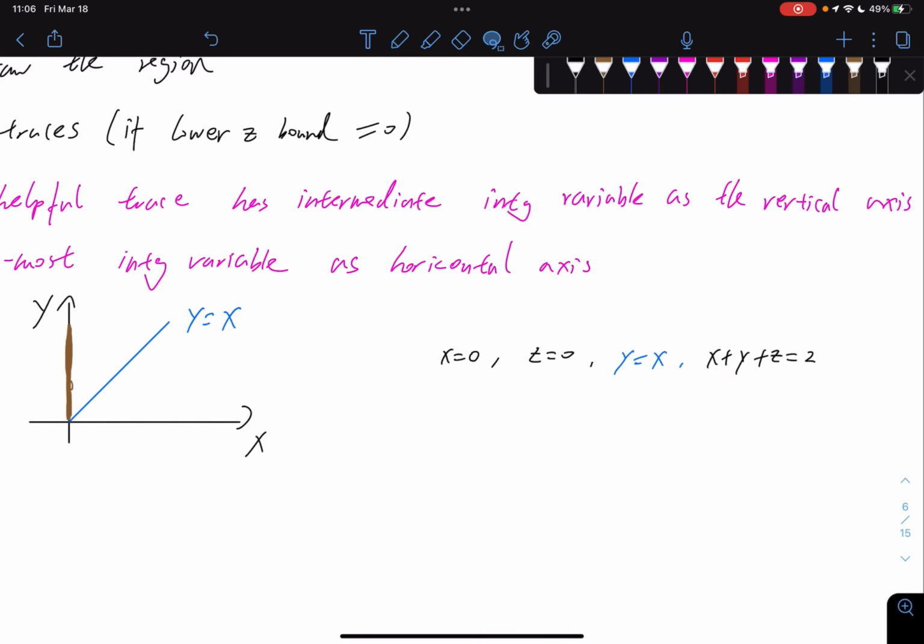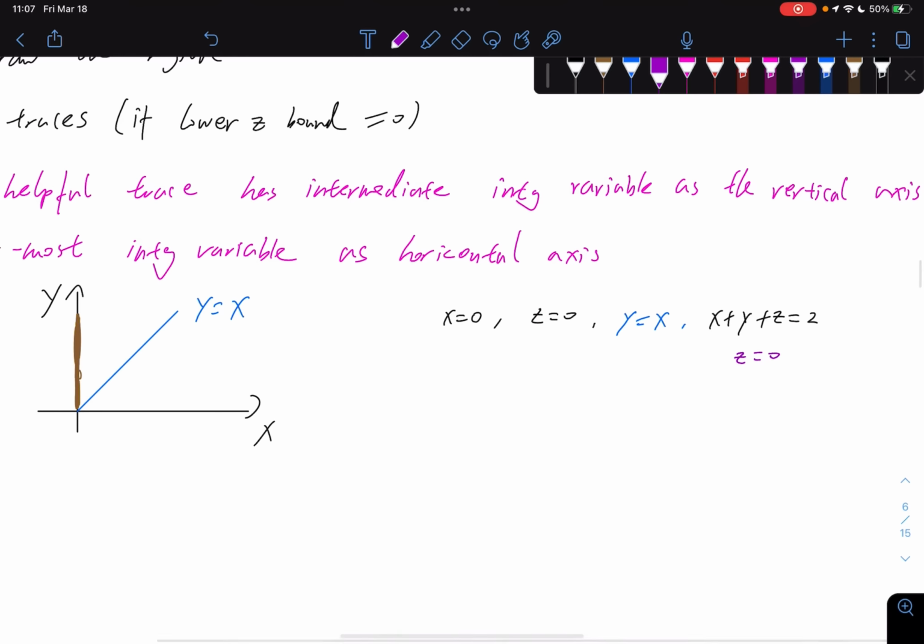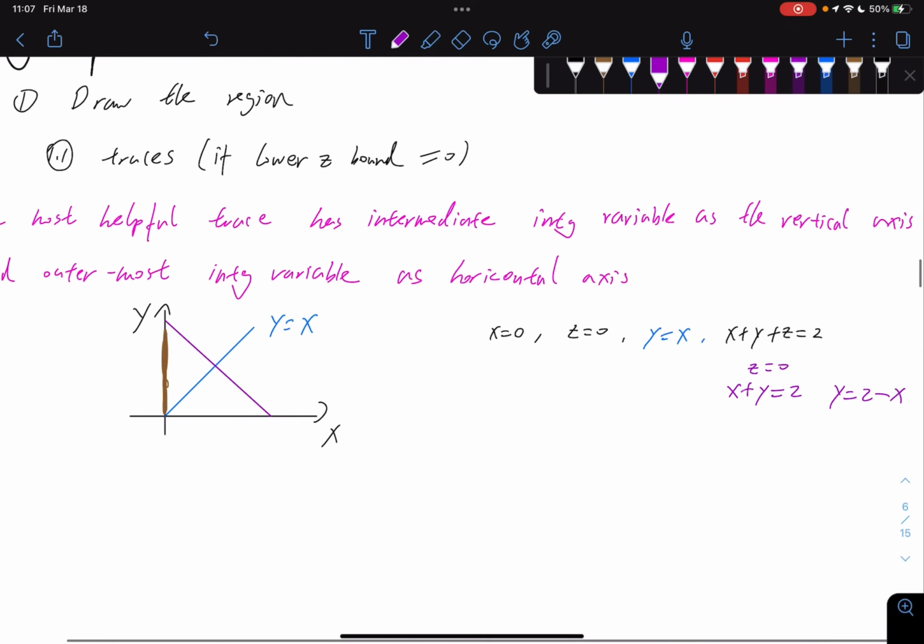And then x squared plus x plus y plus z equals 2. Well, this is a 3D plane, right? And obviously this is a plane equation. But what we can do with it is finding the xy trace of the plane. So we take z equals 0, which will give us x plus y equals 2, and then y equals 2 minus x. So 2 minus x looks something like this, right? So y equals 2 minus x.